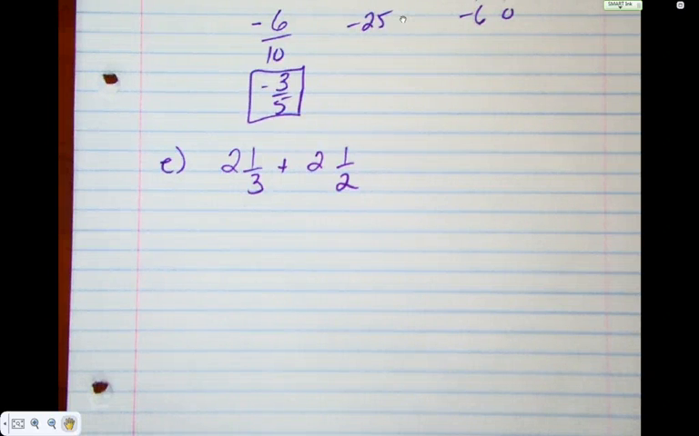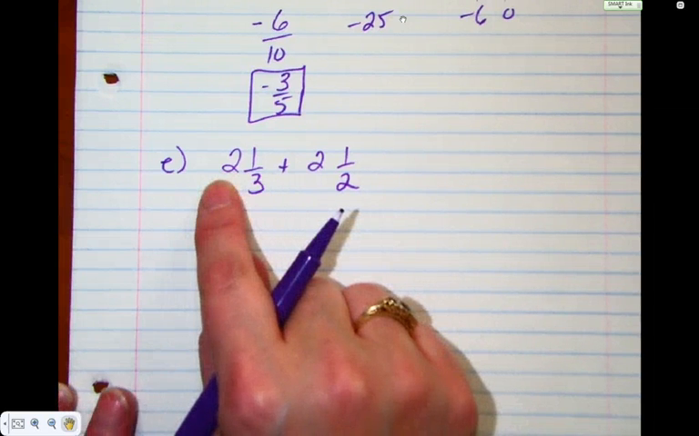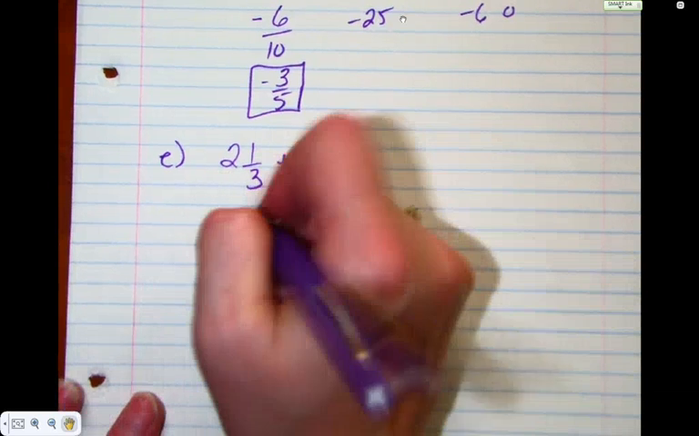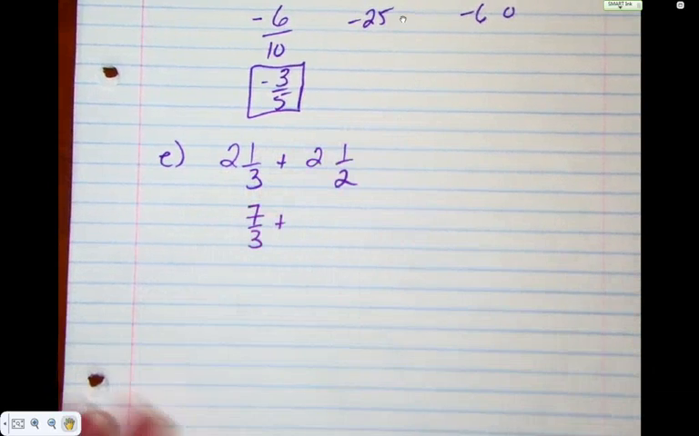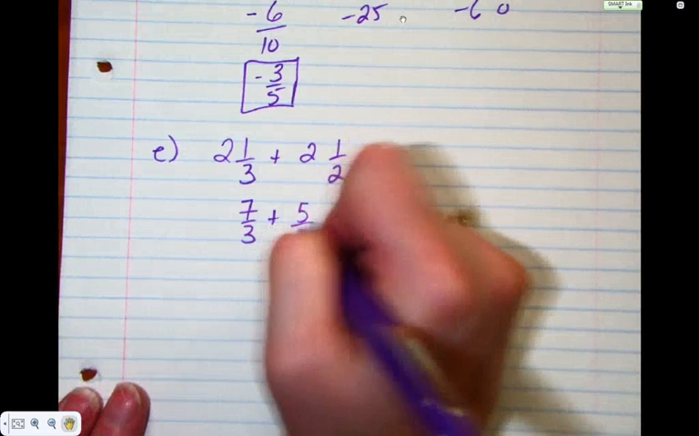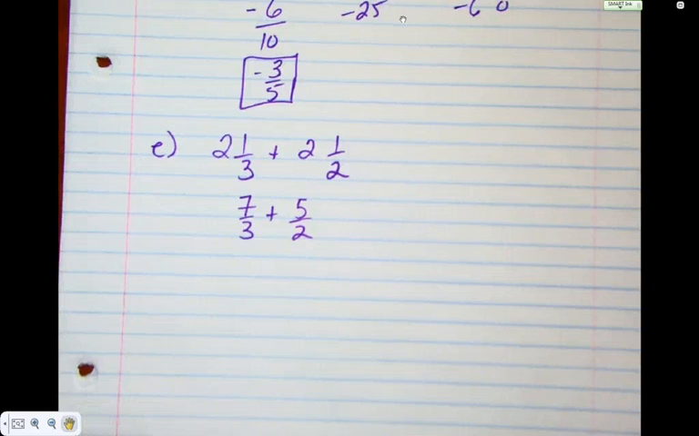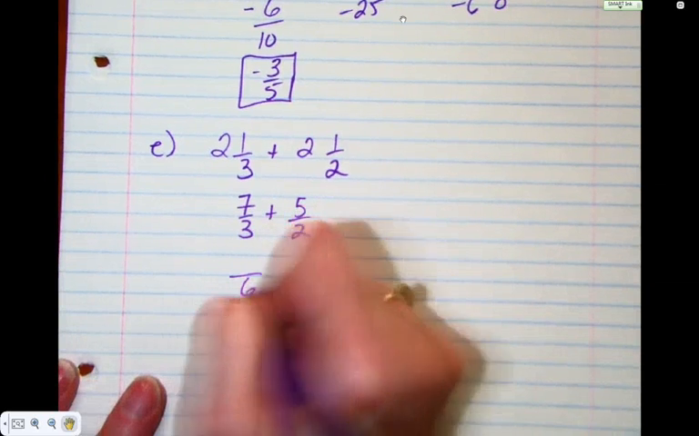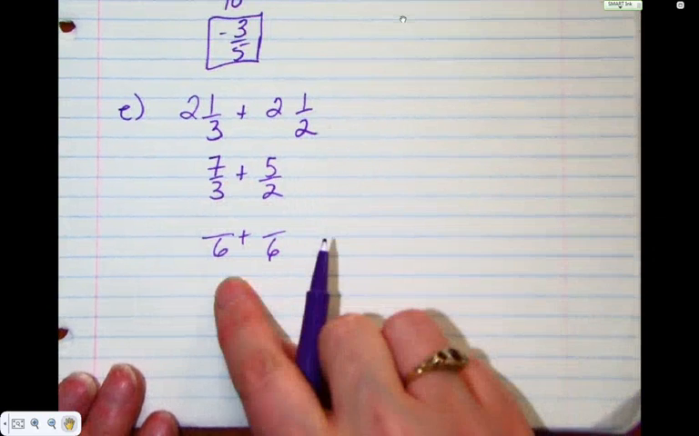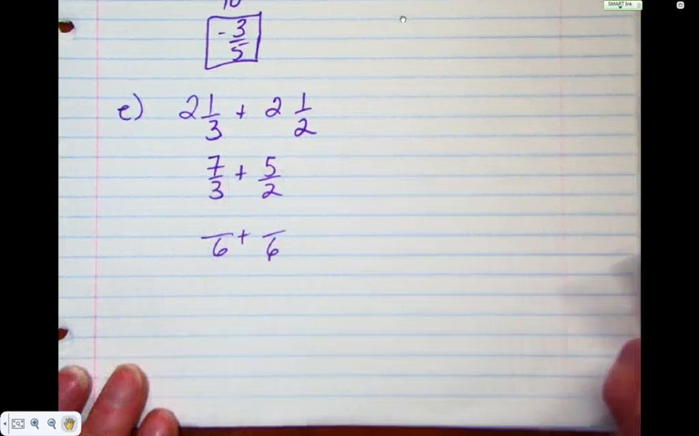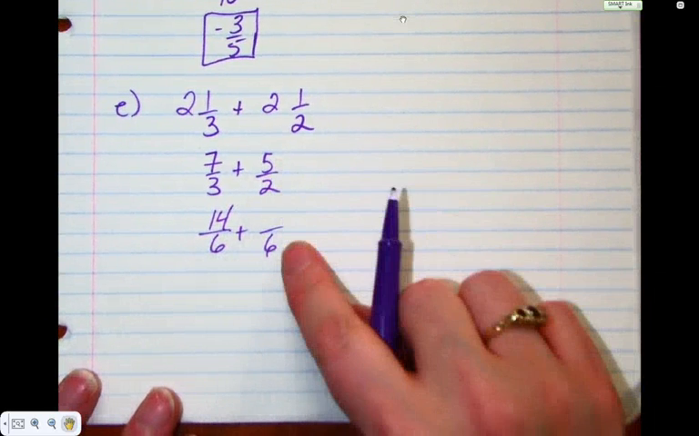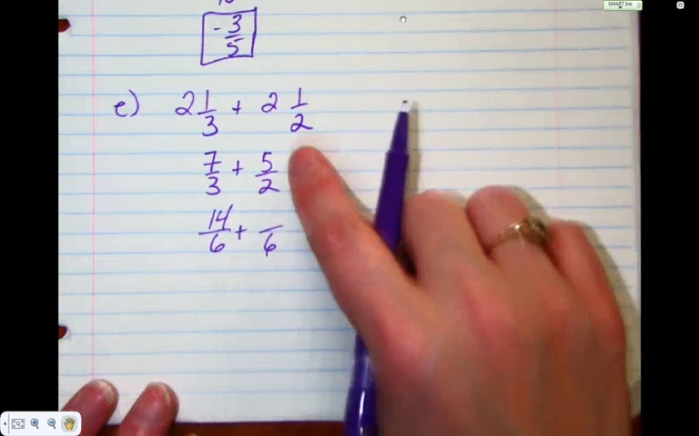Step 1, change to improper, so 3 times 2, plus 1. 2 times 2, plus 1. LCD between 3 and 2. What do I multiply 3 by to get to 6? So 7 times 2. What do I multiply 2 by to get to 6? So 5 times 3.